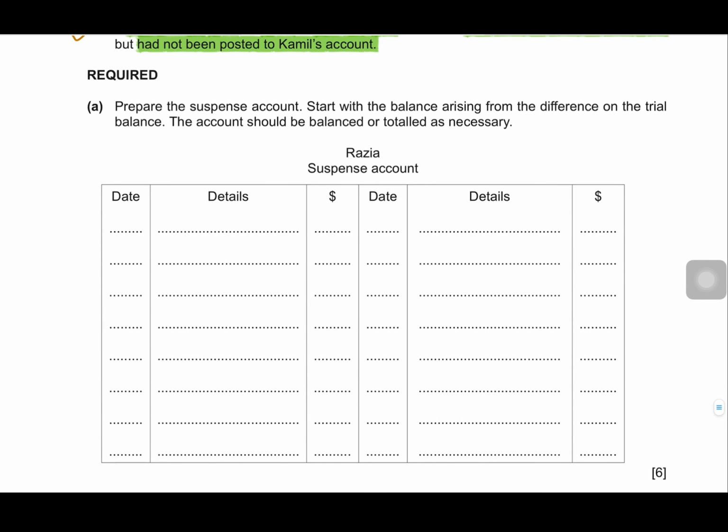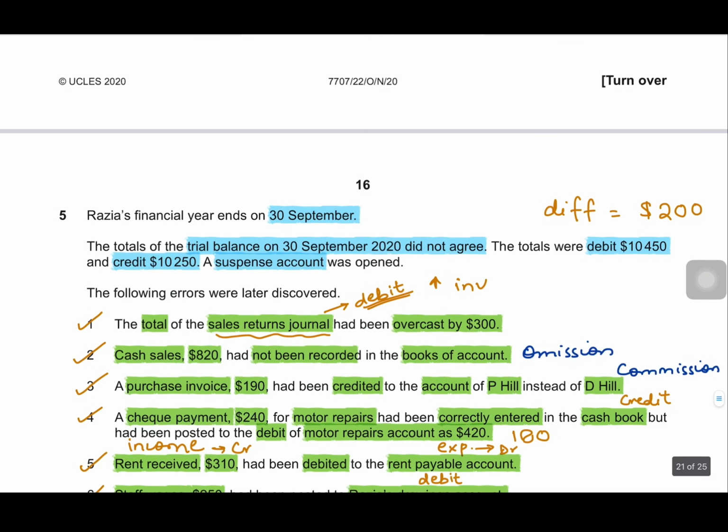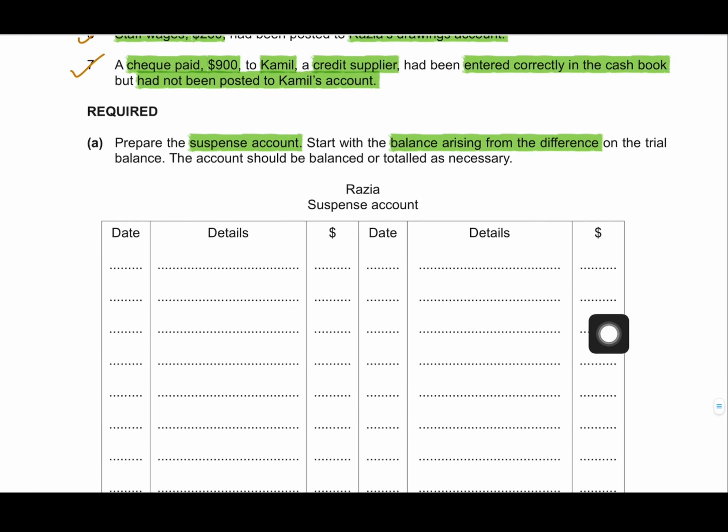Okay, now let's prepare the suspense account. Part A says prepare the suspense account. So start with the balance arising from the difference, right? So we concluded that there is a difference of 200 on the credit side, right? The credit side is $200 shorter than the debit side. So this is the difference as per trial balance. And the account should be balanced or totaled as necessary, right?